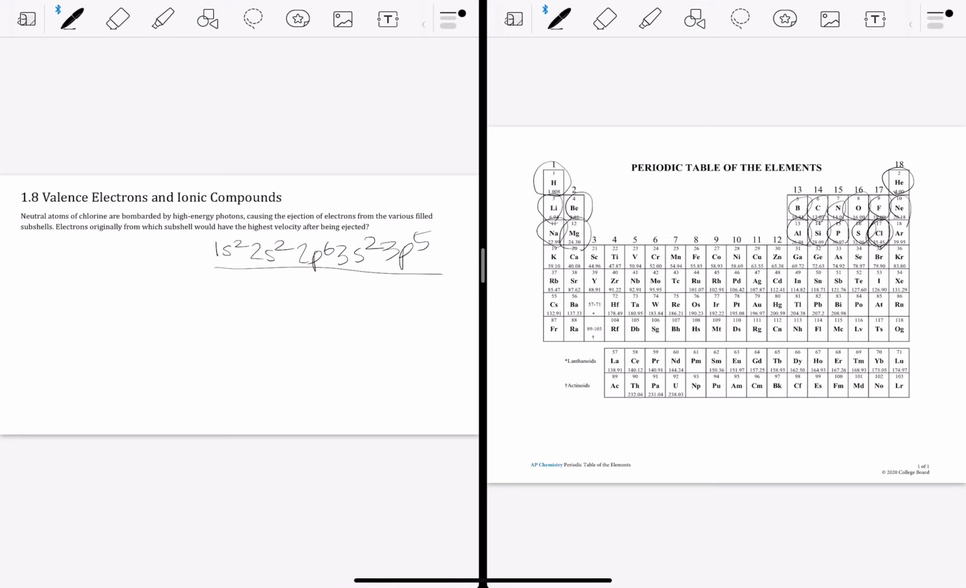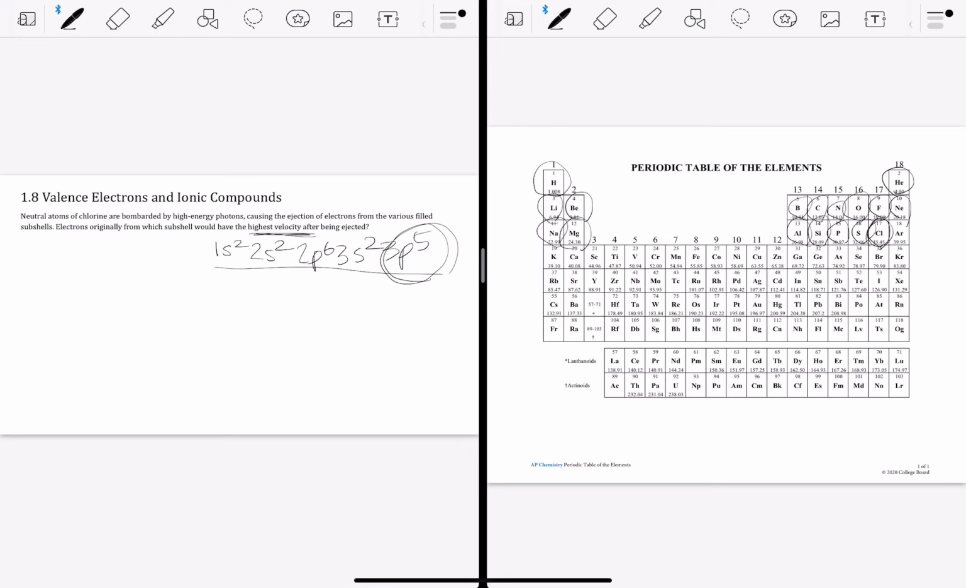And so the question asks, electrons originally from which subshell would have the highest velocity after being ejected? So highest velocity means that it's going to go the fastest after being ejected, and that means it's going to have lower ionization energy. And the electrons that have the lowest ionization energy are always going to be the last one, the valence electron.